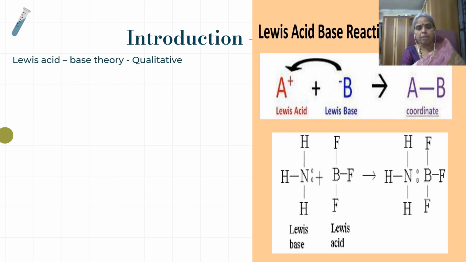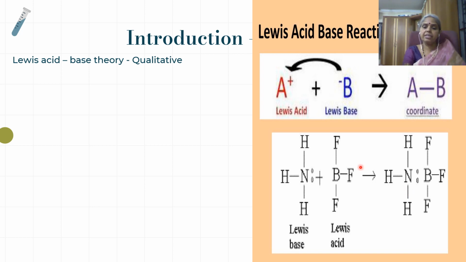In this example, you can see nitrogen is having a lone pair of electrons. It is acting as a Lewis base. BF3, boron, is having a vacant orbital. Into the vacant orbital on the boron atom, the lone pair on nitrogen is donated so as to form the NH3BF3 compound through the formation of a coordinate covalent bond between nitrogen and boron.